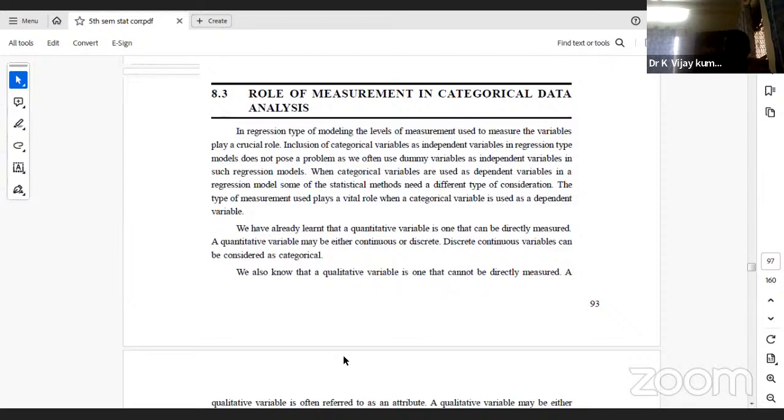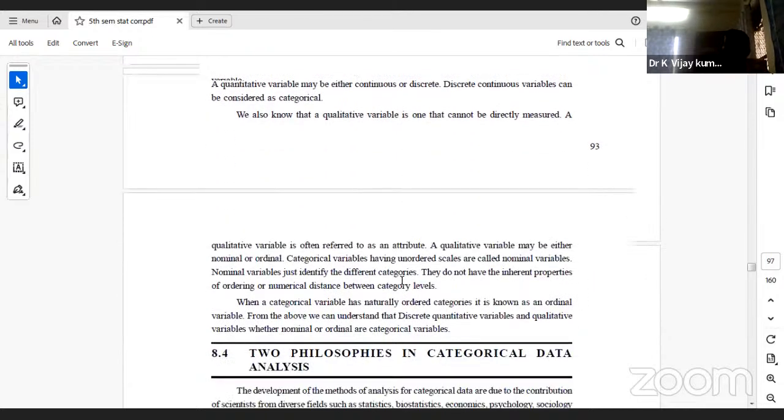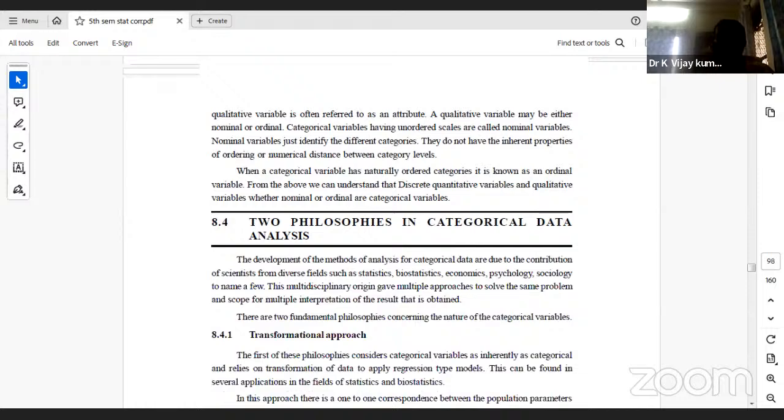We also know that a qualitative variable is one that cannot be directly measured. Why? Because a qualitative variable is often referred to as an attribute. So a qualitative variable may be either nominal or ordinal categorical. A categorical variable with naturally ordered categories is known as an ordinal variable. From the above, we can understand that discrete quantitative variables and qualitative variables, whether nominal or ordinal, are categorical variables. We have to study two philosophies in categorical data analysis.